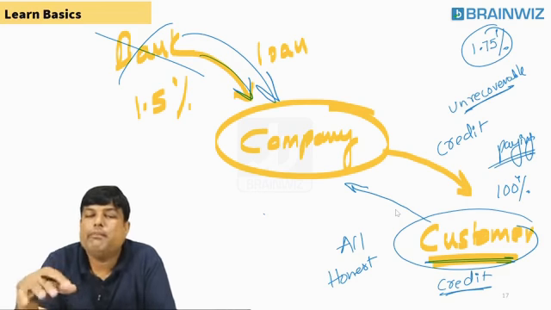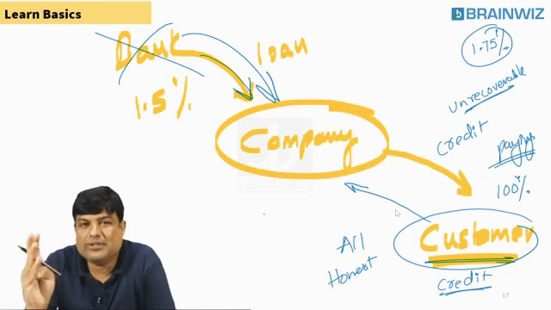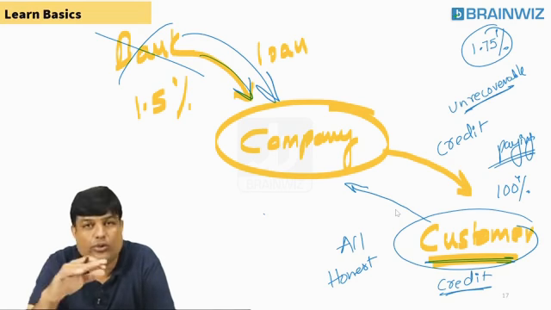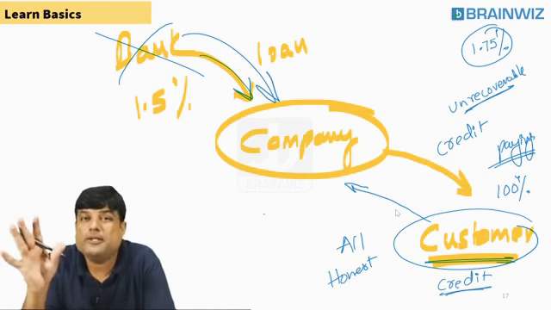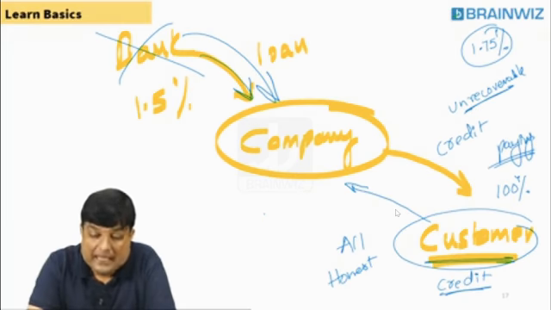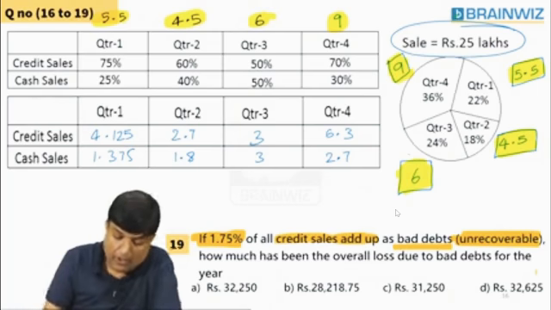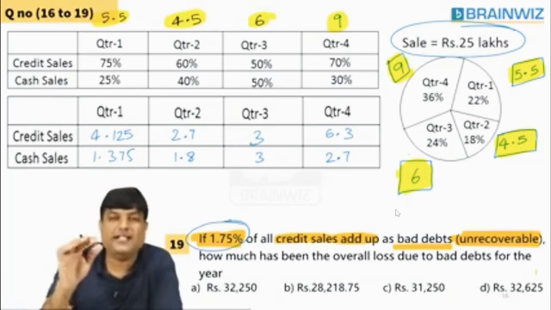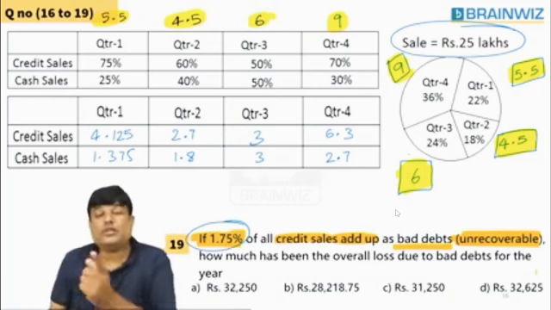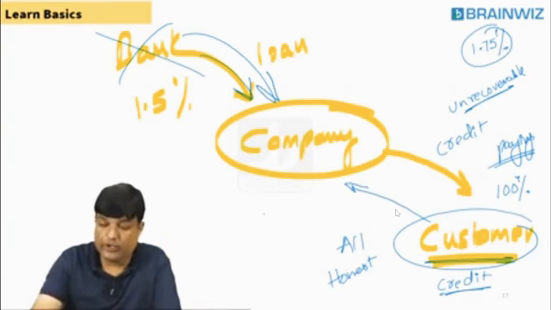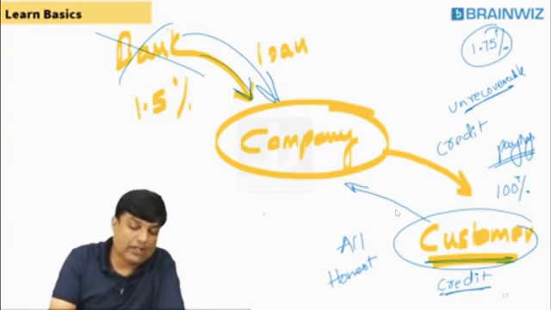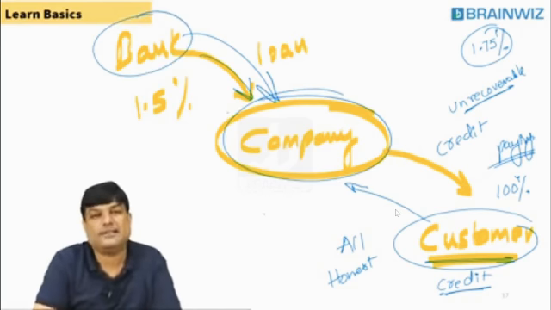You know that when a bank gives a loan on a credit card, something like that, do you think 100% of everybody pays? No. Some people will do the scam. How much percent of people are doing the scam? 1.75%. 1.75% of all the credit sales is unrecoverable. So who is going to bear the loss, guys? Tell me, who is going to bear the loss? Is the bank going to bear the loss? No. The company is going to bear the loss.